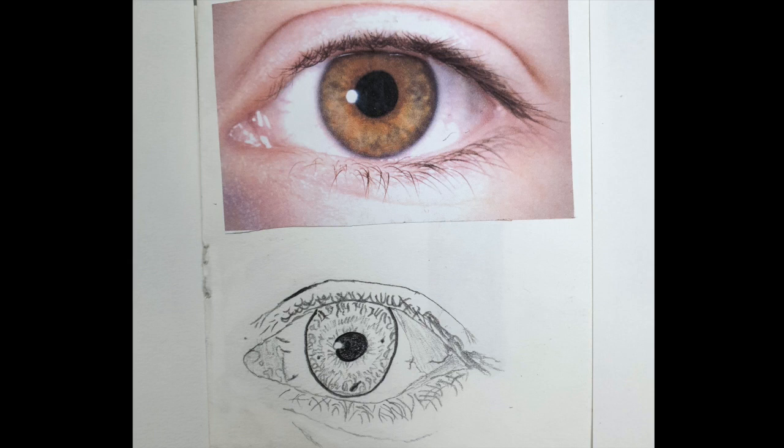Next we see an example of a secure drawing. Very good structure and shape to the eye. Good level of detail, but what's missing is that underlying tone, the shading, perhaps put in with a cotton wool bud or a stump before working into the drawing with a fine pencil.